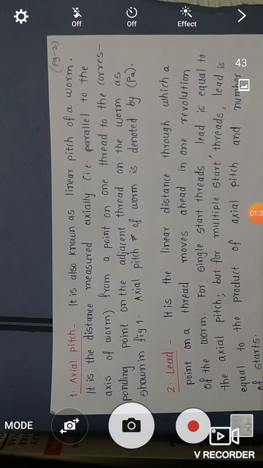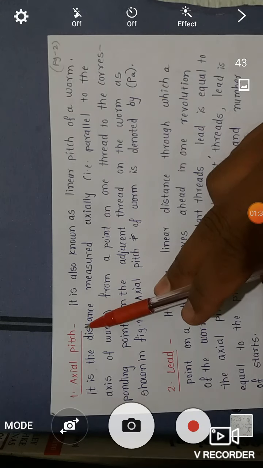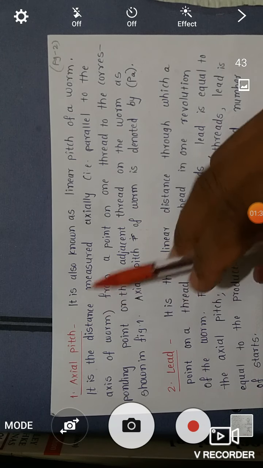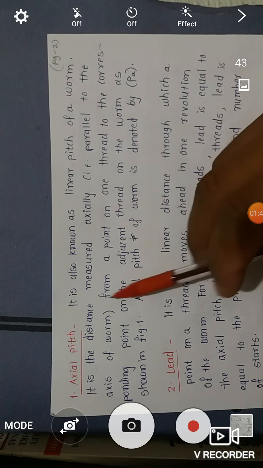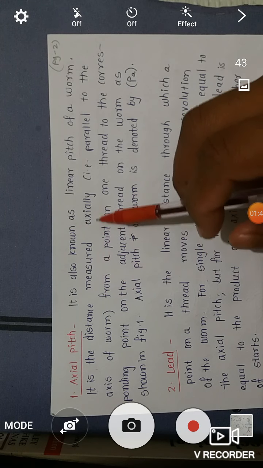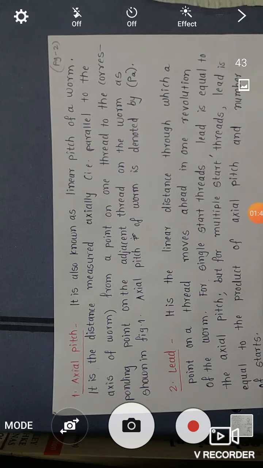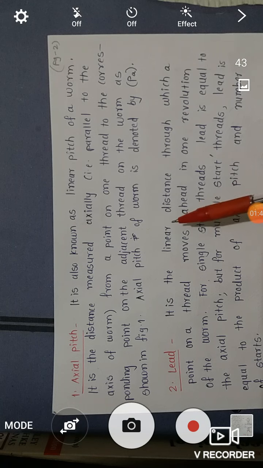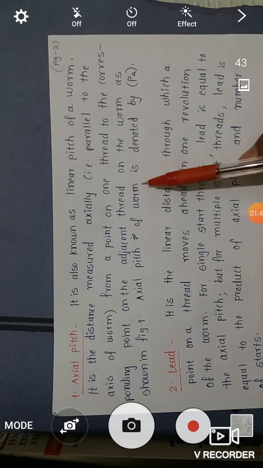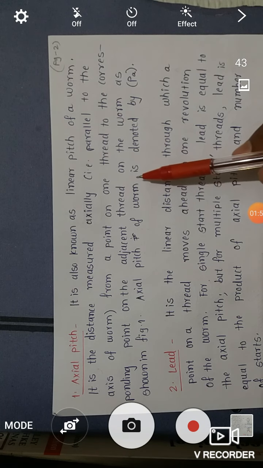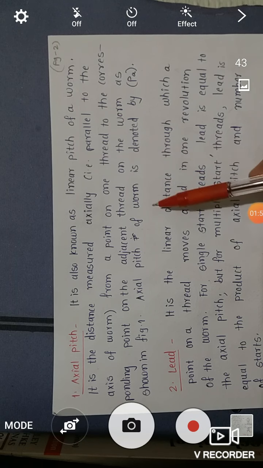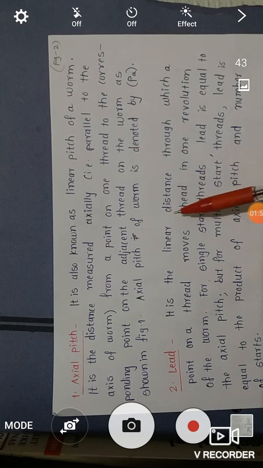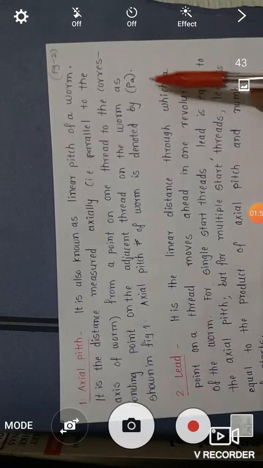So first point is called as axial pitch. It is also known as linear pitch of a worm. It is the distance measured axially, that is parallel to the axis of the worm, from a point on one thread to the corresponding point on the adjacent thread on the worm, as shown in figure number 1. Axial pitch of the worm is denoted by PA.